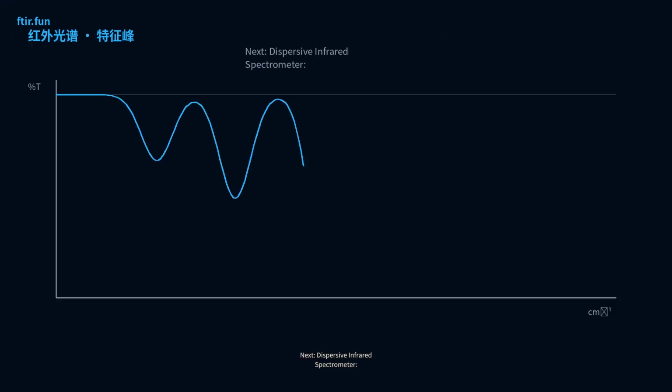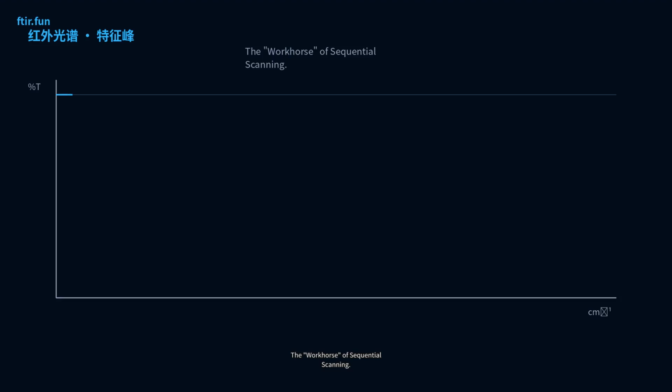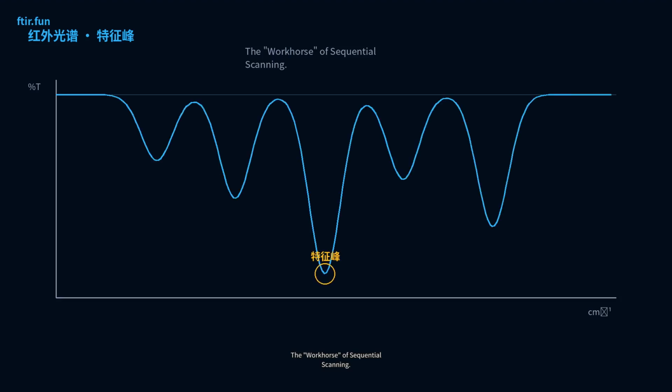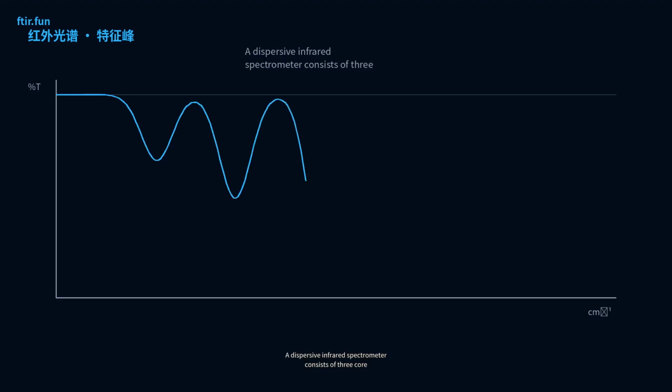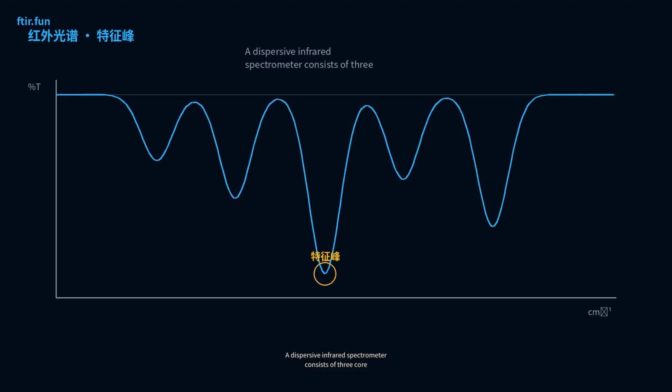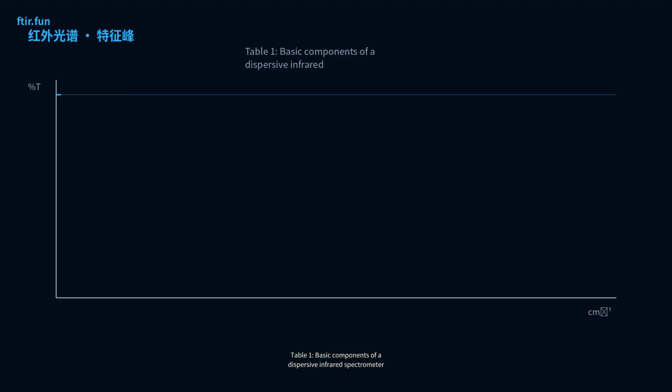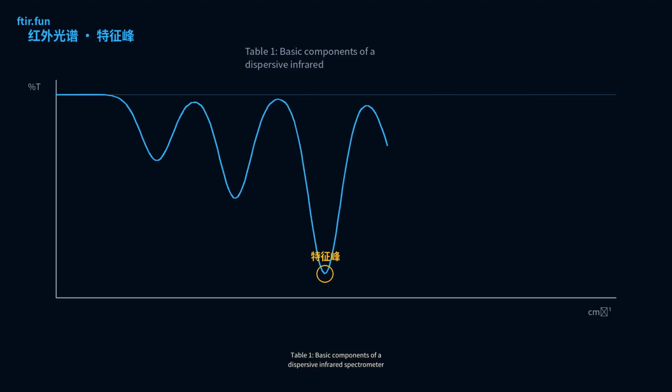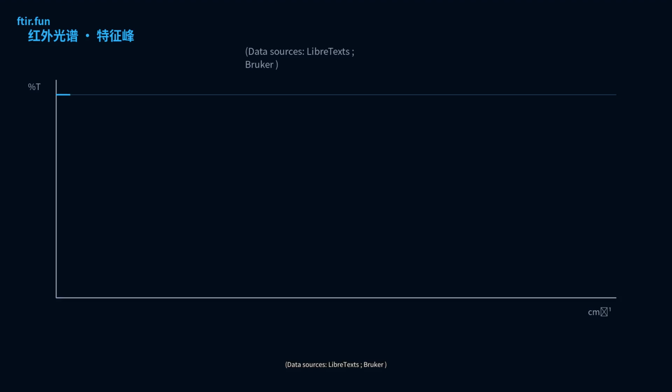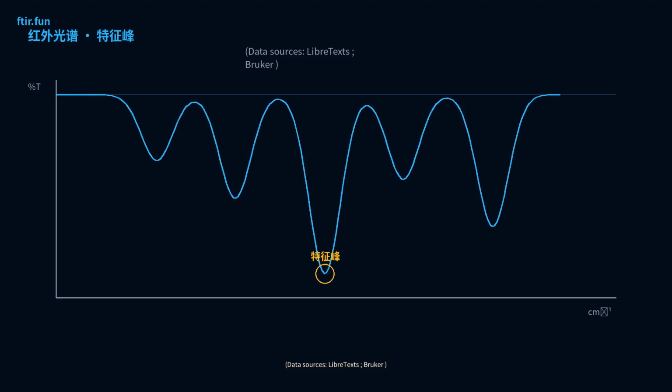Next, II. The dispersive infrared spectrometer, the workhorse of sequential scanning. A dispersive infrared spectrometer consists of 3 core components. Table 1: the components of a dispersive infrared spectrometer. Data sources: Lab literature, books.